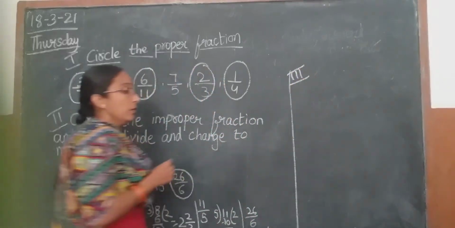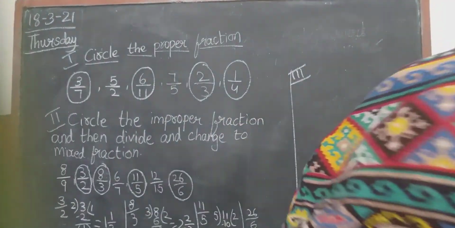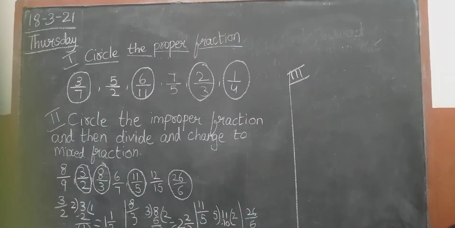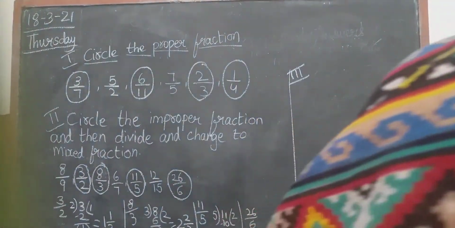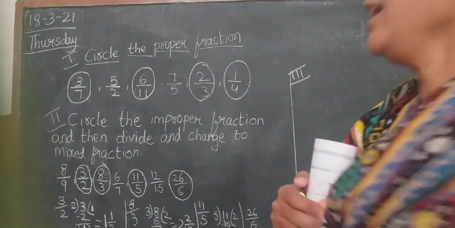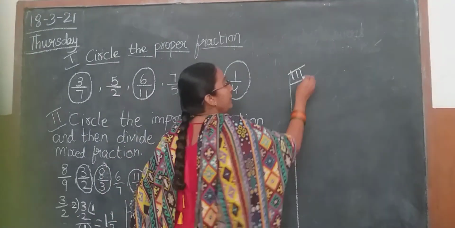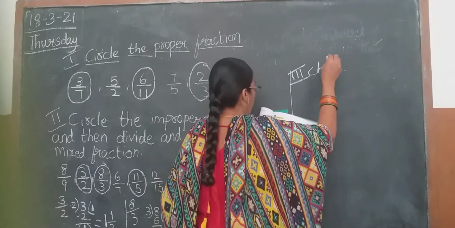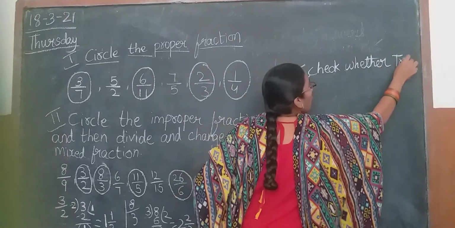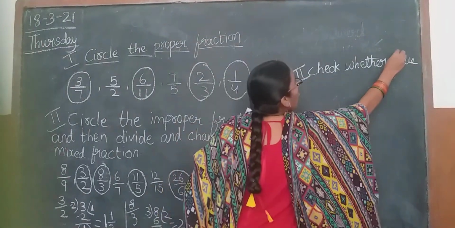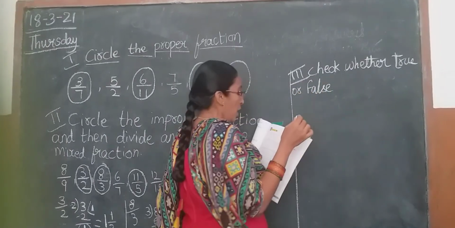Third bit, children, now. Yes, children, look at the third bit. They are asking you to write whether true or false. Check whether true or false.